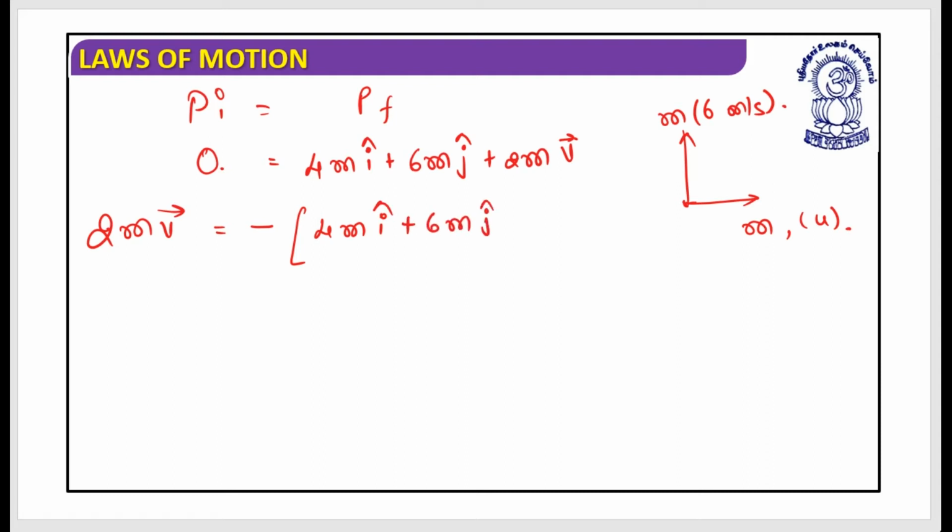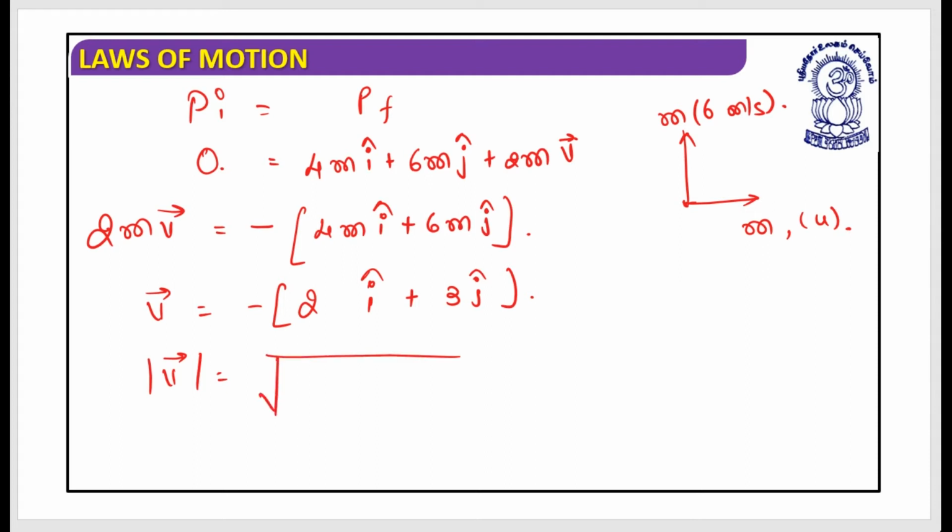So this could be written as 2m into v equals minus of 4m i cap plus 6m j cap. So v equals minus of 2i plus 3j. If I want the magnitude, mod of v equals root of 4 plus 9, which equals root of 13 meters per second.